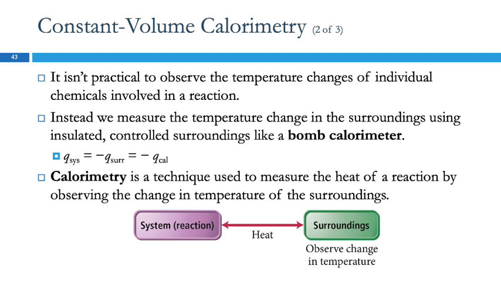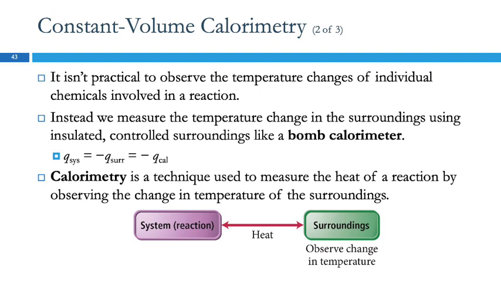We can't just observe the temperature changes of individual chemicals in a reaction. We can look at the temperature of the reacting solution, perhaps, or if it's a solid, the temperature of that, but after it reacts, everything changes and we can't measure individual temperatures. So what we do is we measure the temperature change in the surroundings. So we control the surroundings, and we use what's called a bomb calorimeter.